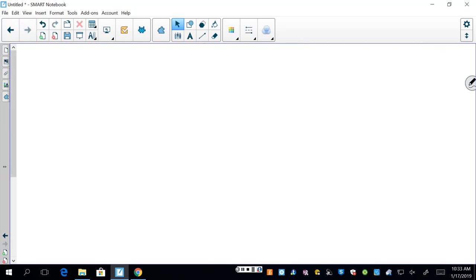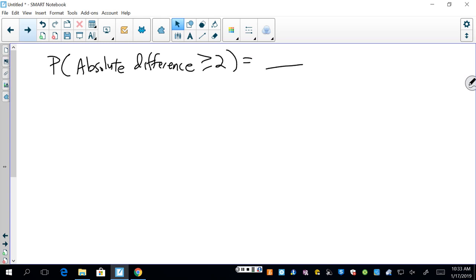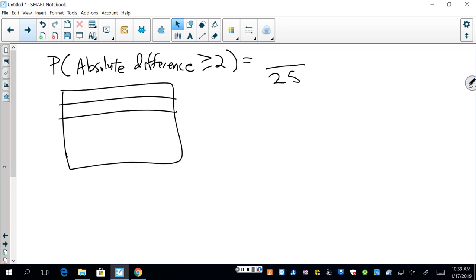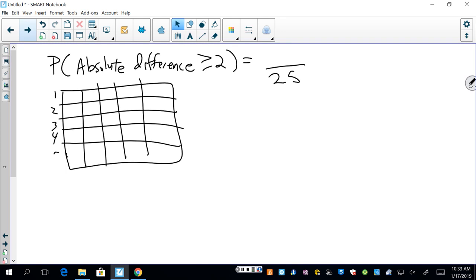So, what's the probability that the absolute difference is greater than or equal to 2? Well, there's 25 outcomes, right? How many of them have an absolute difference greater than or equal to 2? Do this quickly again. So 1, 2, 3, 4, 5, 1.